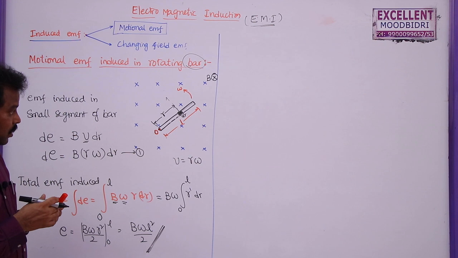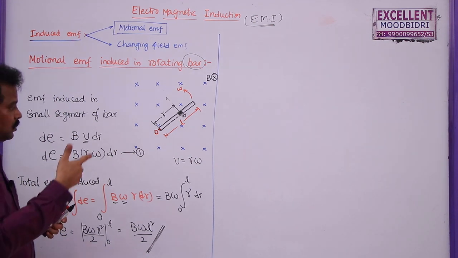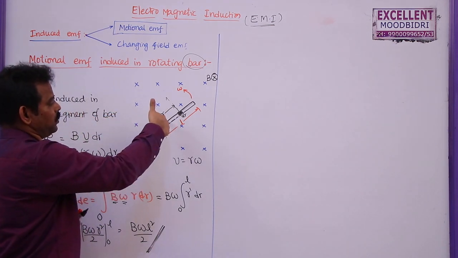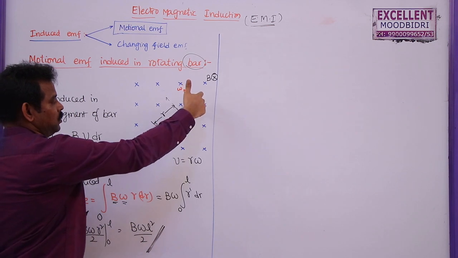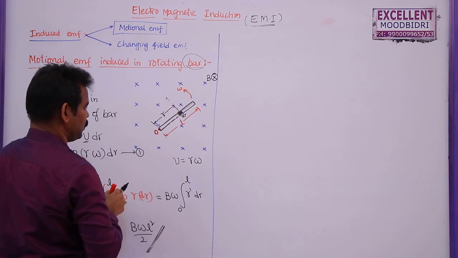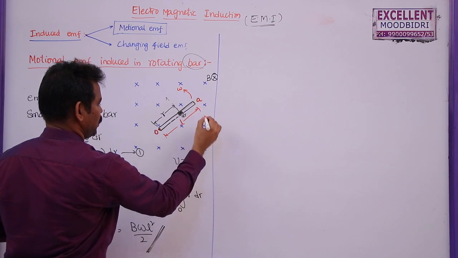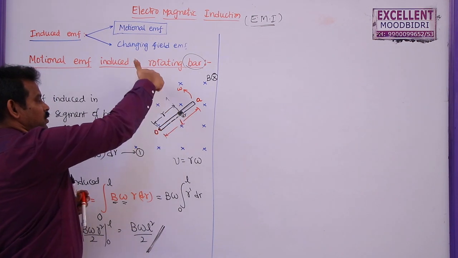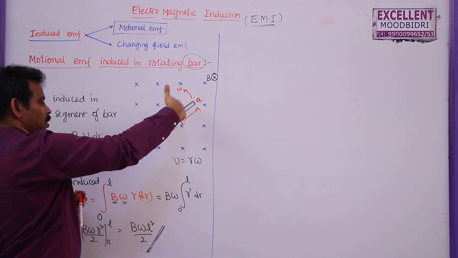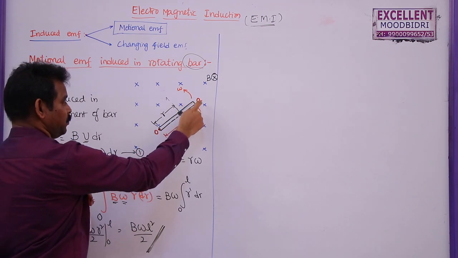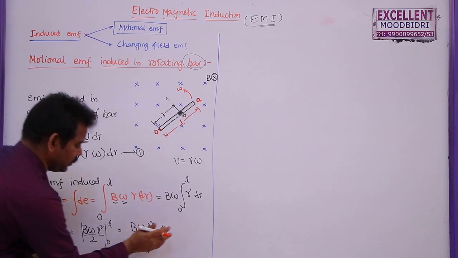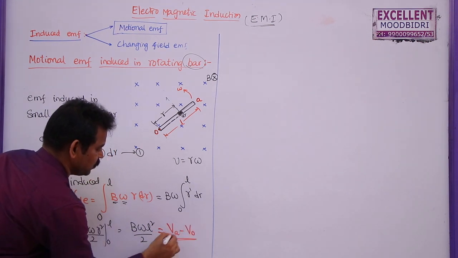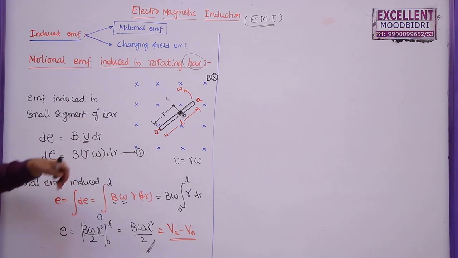Here, which end will be at high potential and which end at low potential? For this, I am going to use Fleming's right hand rule. Field is into the board, rod is moving like this, current should flow downwards. If this is O and I write this end as A, current flows from A to O. So the rod is moving in this direction, the field is into the board, and current flows from A to O. So A is at high potential and O is at low potential. So we can write this as the potential difference between A and O, which is the potential difference between the two ends of this rod.